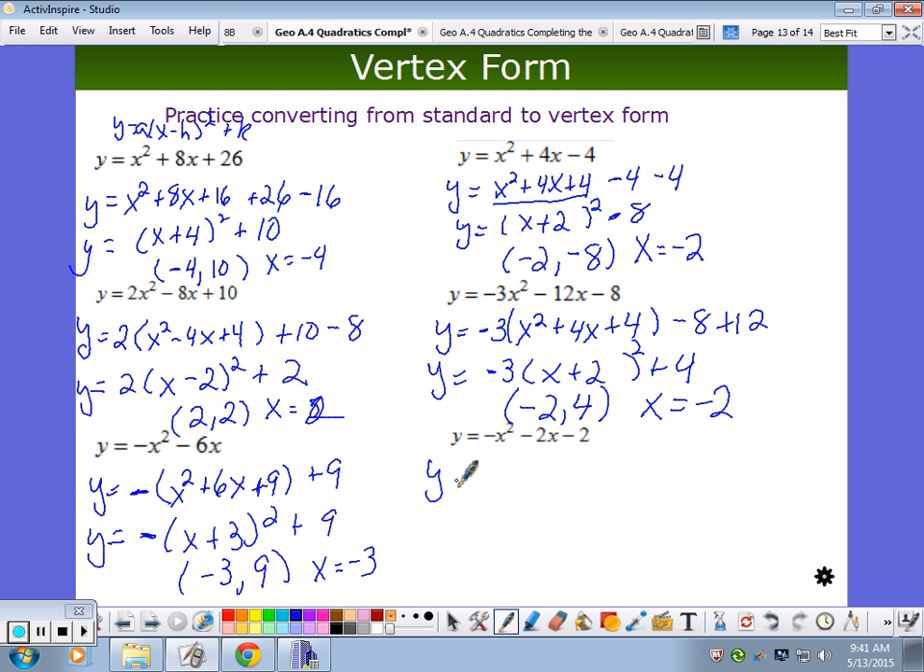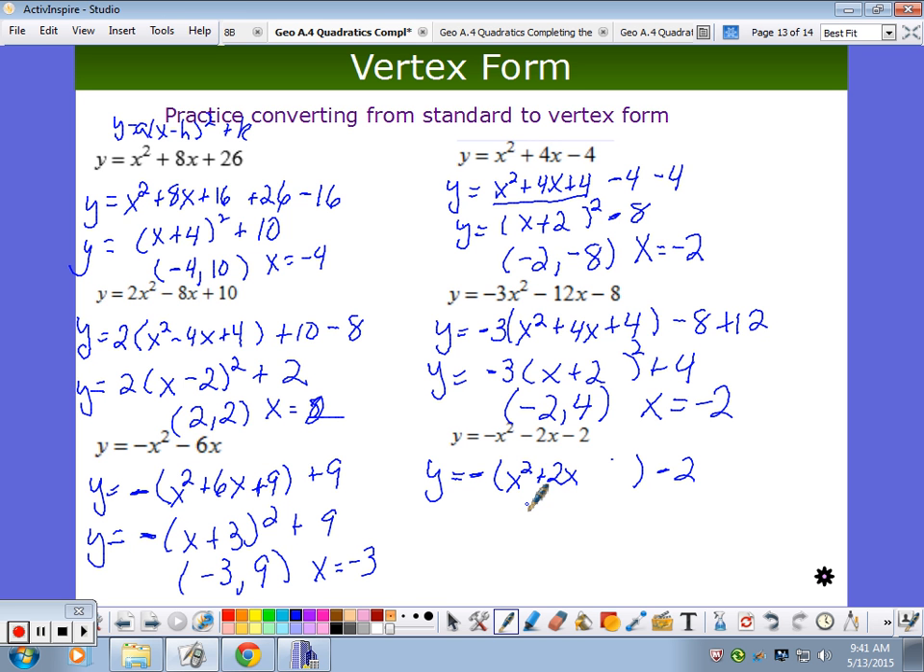Let's try this one. Same thing. There's a negative up front. You take it out. So now what happens? That flips your signs. Leave a little space here. This time I do have this little -2 hanging out. All right, so I haven't really done anything yet, but now I want to complete the square here.